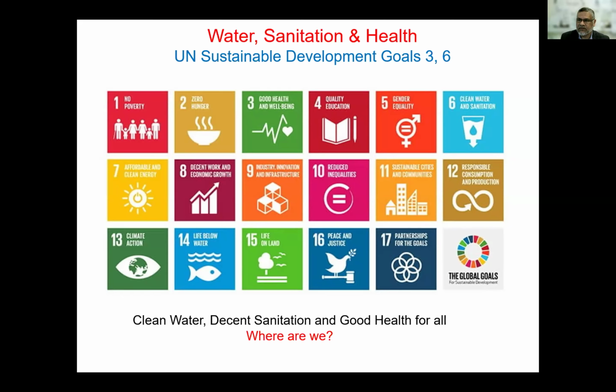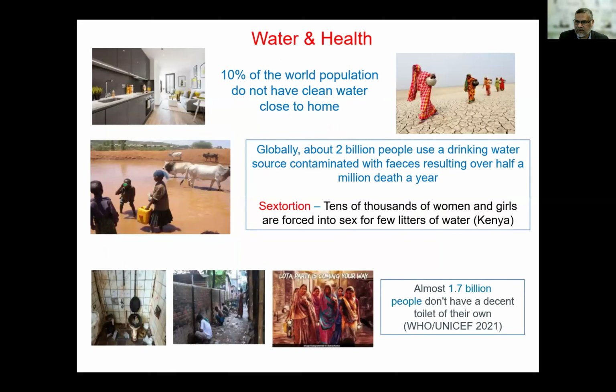So where are we in that respect? If we look at the global picture, 10% of the world population do not have clean water close to home, and people walk miles to get fresh water. And globally, about 2 billion people drink water which is contaminated with feces, resulting in over 500,000 deaths, according to a UN report. Also, tens of thousands of women and girls are forced into sex for a few liters of water, and that is happening in Kenya.